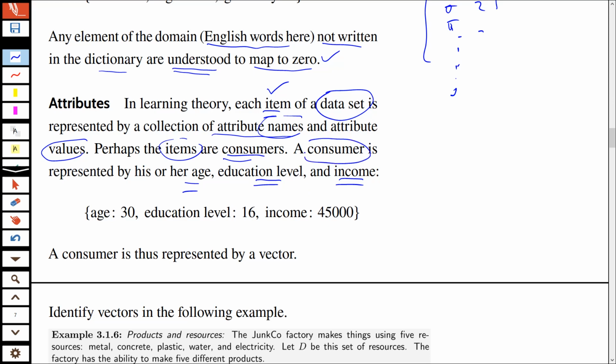So a particular consumer will be represented by a vector, and because these are the only 3 attributes which are non-zero, you can imagine a function from the list of all possible attributes in a particular context, and these 3 attributes: age maps to 30, education level maps to 16, and income maps to 45,000, probably dollars per annum. This is a function, and this is also a vector, a sparse vector, with lots and lots of zeros. So consumer number 1 is represented by a vector. Now, how cool is that?